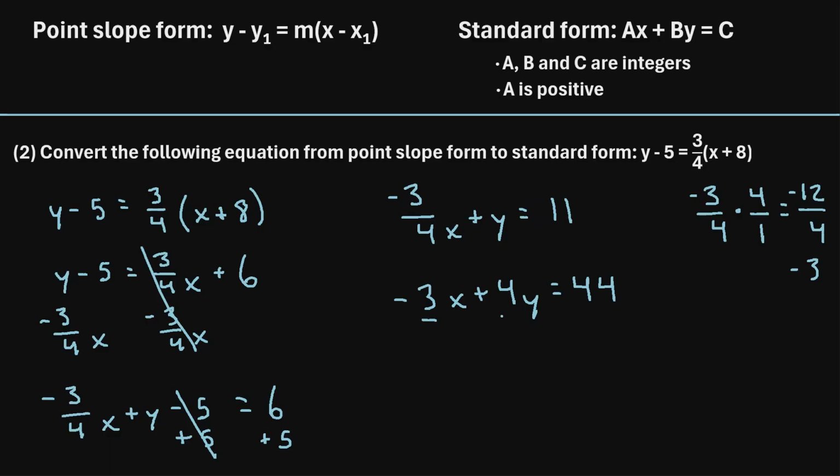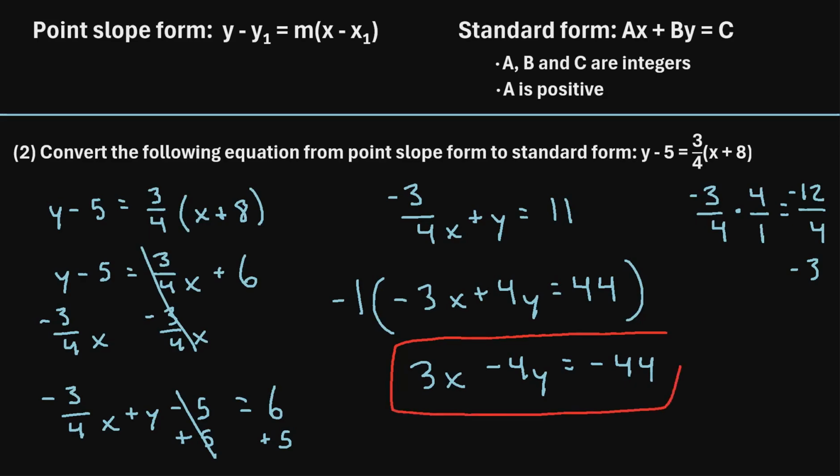So now A, B, and C are all integers, but the last step is we want to make sure that A is positive. So the way that we can do that is just multiply this entire equation by negative 1. So when we do that, this becomes a positive 3x. Negative 1 times 4 is negative 4y. And on the right hand side, we have negative 1 times 44, which is negative 44. So this will be our final answer. That's how we can write the original line that was in point slope form in standard form.